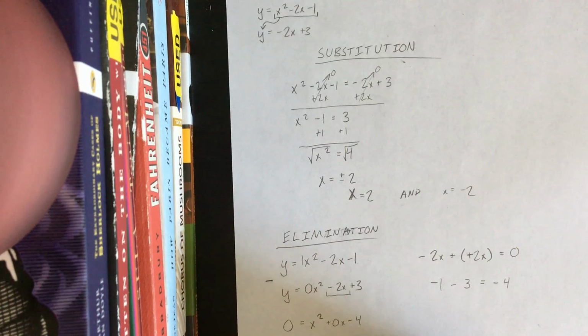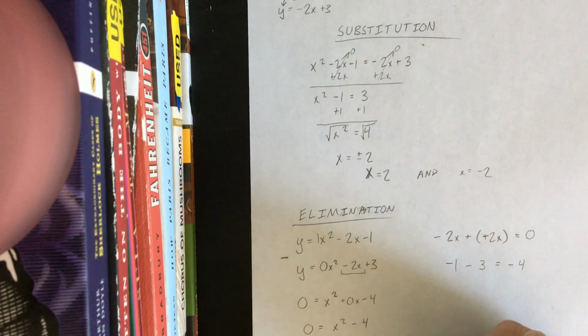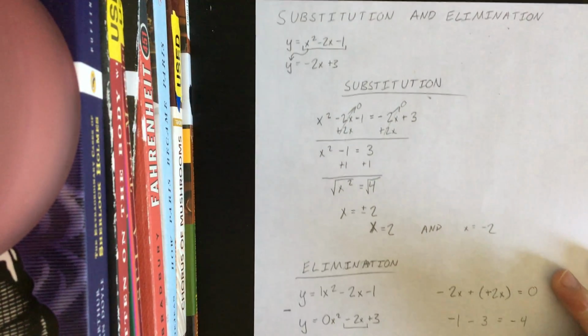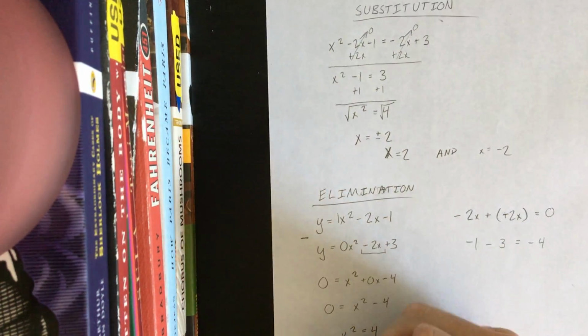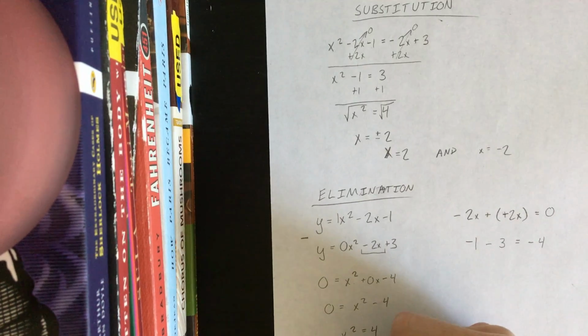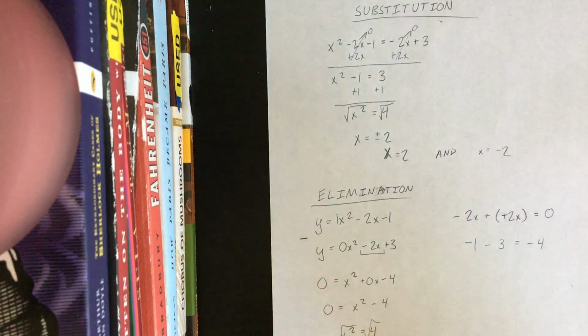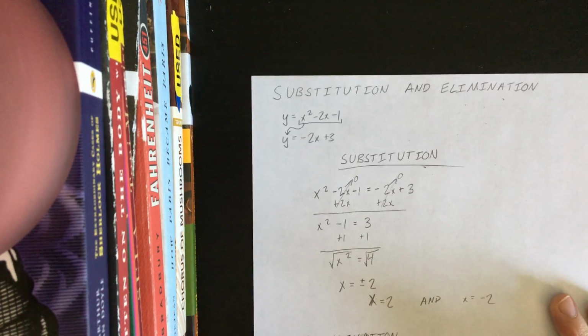I'm going to throw the 4 to the other side. So I end up with x squared equals 4, right? This should be looking a little bit familiar to what we had up here. X squared equals 4. We'll go a little bit further. We have to square root both sides. So x equals the square root of 4, or x equals plus or minus 2, right? That's exactly what we had up here.